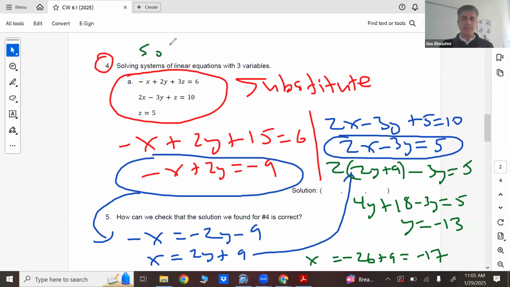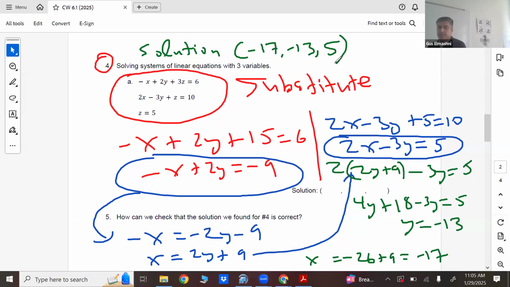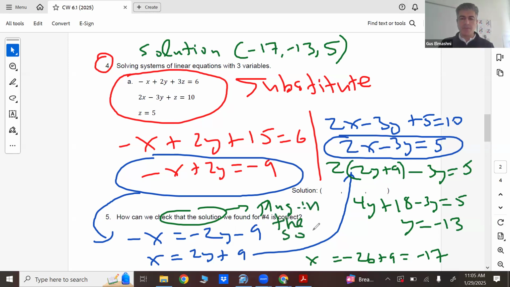So my solution is going to be -17, comma -13, comma 5. So that point in 3 dimensions will satisfy all 3 equations. And the best way you could check it is to plug back in. So for number 5, just plug back in. You can check it out, and it will work itself out. So how can we check? You plug in the solution. That's how you can check your work.